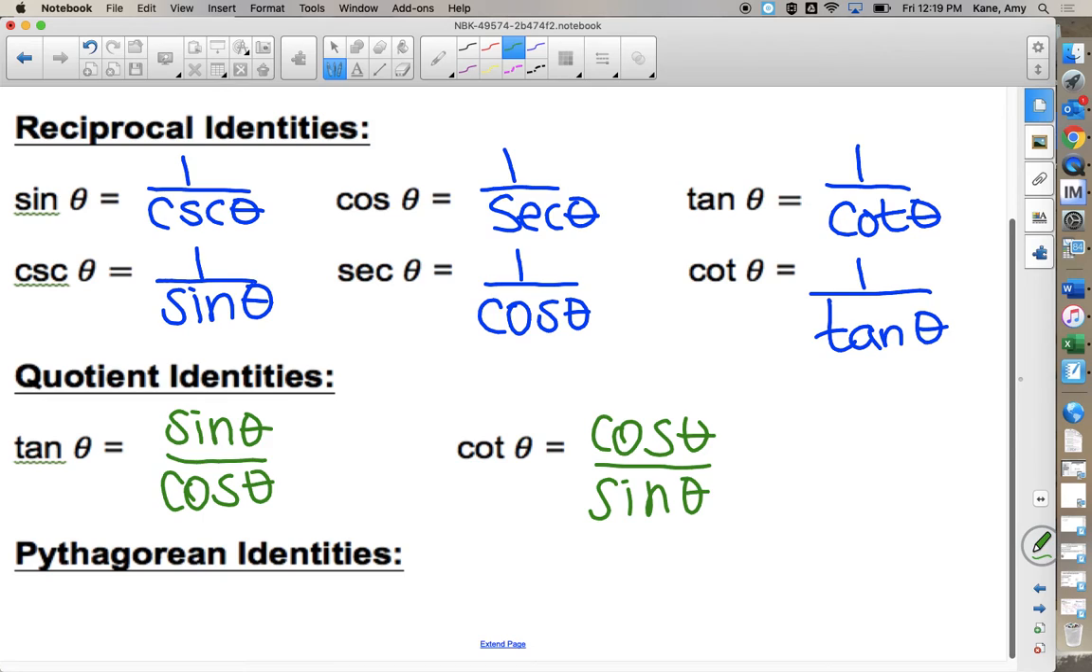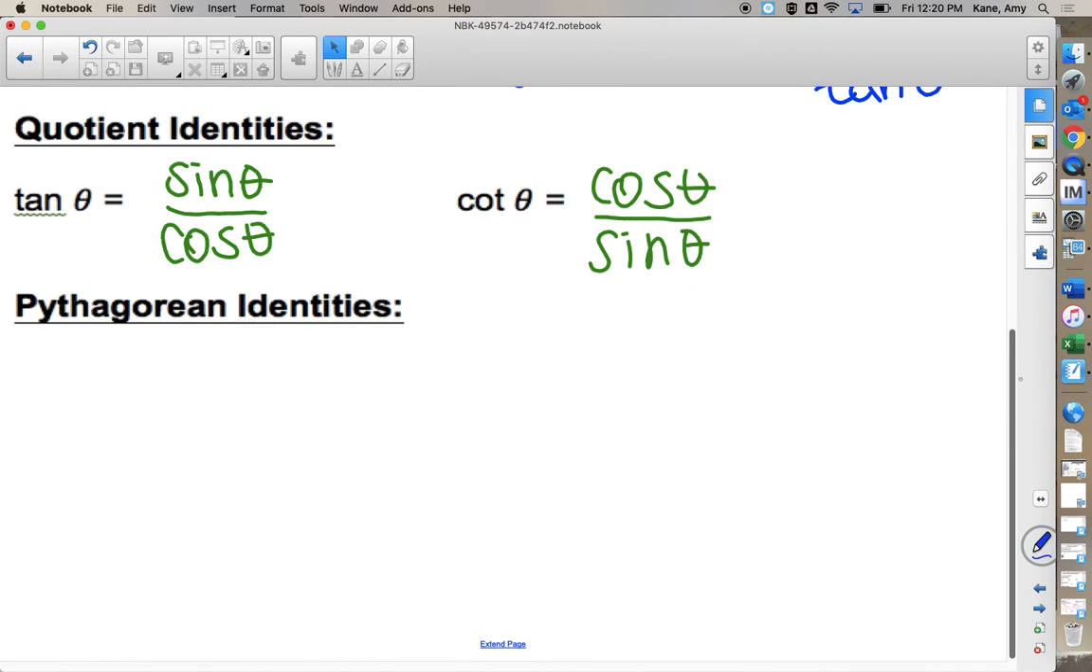Which is actually still kind of like the secant over the cosecant, but we try and use the 3 basic functions to define things, so the 3 original functions. So cosine over sine. The last term on here is the Pythagorean identities, which are very similar to the Pythagorean theorem. There are 3 of them.